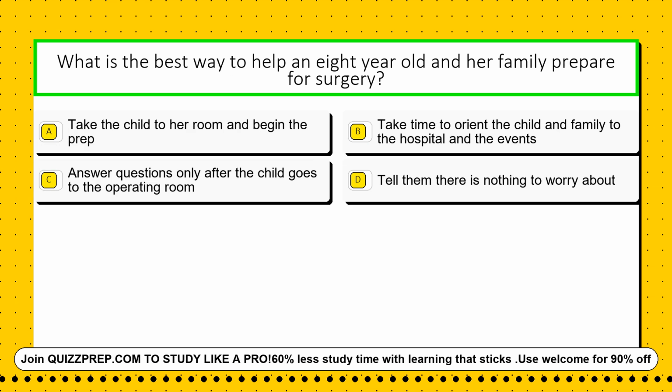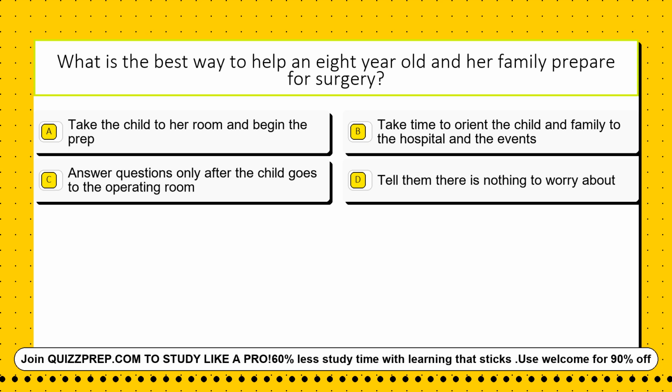Question 94. What is the best way to help an 8-year-old and her family prepare for surgery? Option A. Take the child to her room and begin the prep. Option B. Take time to orient the child and family to the hospital and the events. Option C. Answer questions only after the child goes to the operating room. Option D. Tell them there is nothing to worry about.